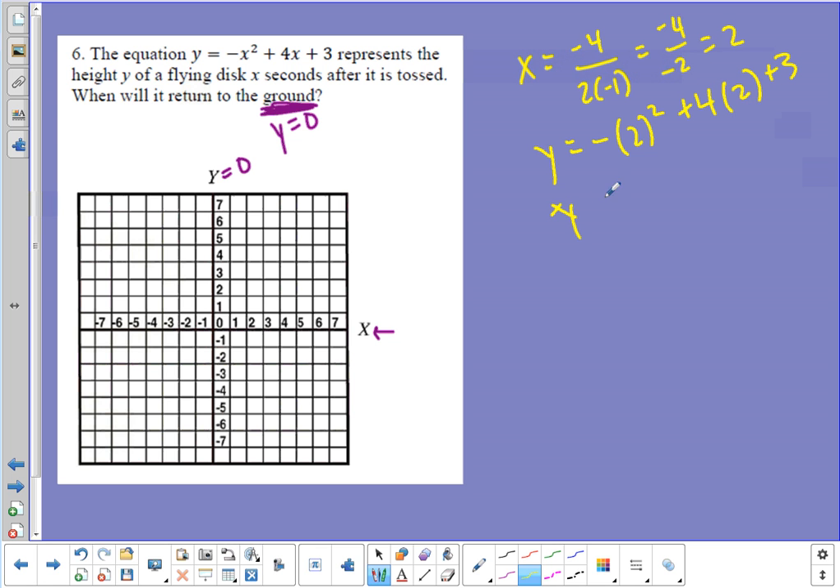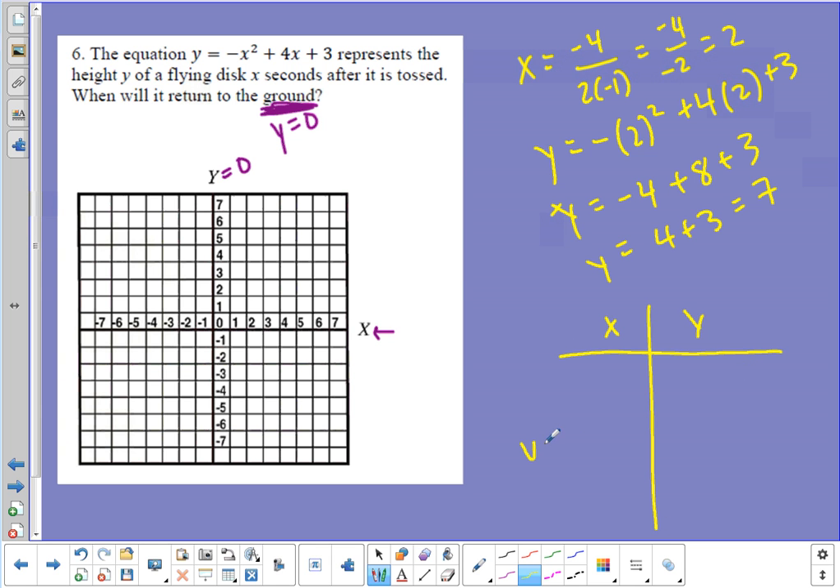That's y equals 2 squared is 4 times negative 1 is negative 4, plus 8 plus 3. That's y equals negative 4 plus 8 is 4, plus 3 is equal to 7. Woo, there we go. Okay, so let's make our table. Vertex in the middle. I have 2 and 7.